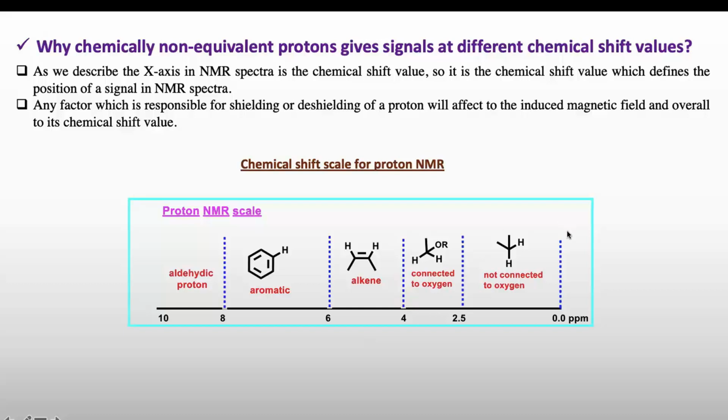In this figure you can see protons not connected to oxygen coming from 0 to 2.5 ppm, while protons connected to oxygen come in this region. Alkene protons come between 4 to 6 ppm. Protons of aromatic compounds come into the 6 to 8 ppm region, and the aldehyde proton comes in the 8 to 10 ppm region. Now we will see what factors decide which proton will come in which region.